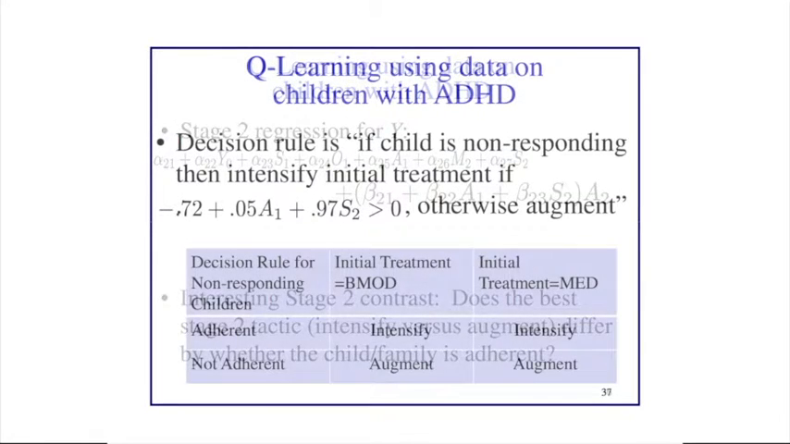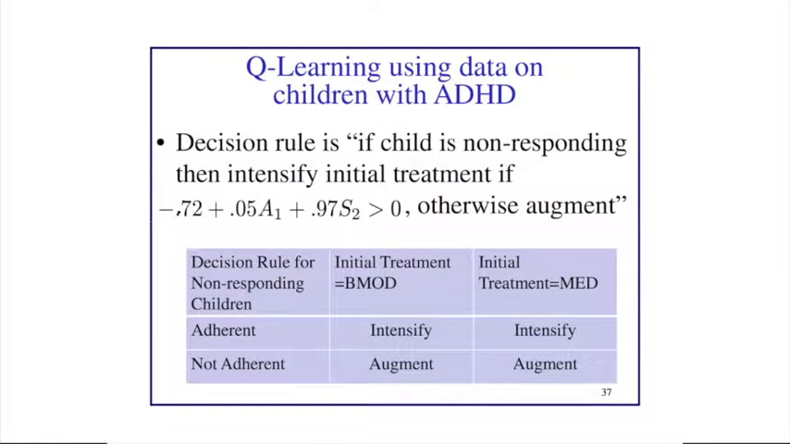And so we estimate those betas. Here they are, these are the 3 betas. And you see that the decision rule, you can write it in this technical way, or you can write it in terms of this box, which makes it very clear. The coefficient of adherence is very large compared to all the other coefficients. And what does that mean? If they're adherent, you intensify. It doesn't matter what their initial treatment was, you should intensify if they're adherent. If they're not adherent, augment. You switch treatment. This makes perfect sense. The clinician thought this was great.